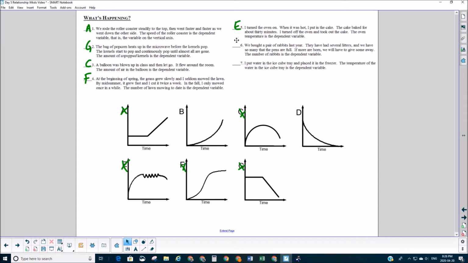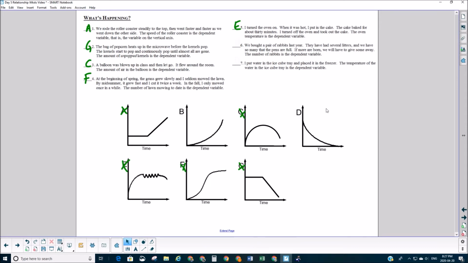All right, that leaves us with 6 and 7. Let's do 6. We bought a pair of rabbits last year. They had several litters. That means babies. And we have so many that the pens are full. If any more are born, we're going to have to give some away.